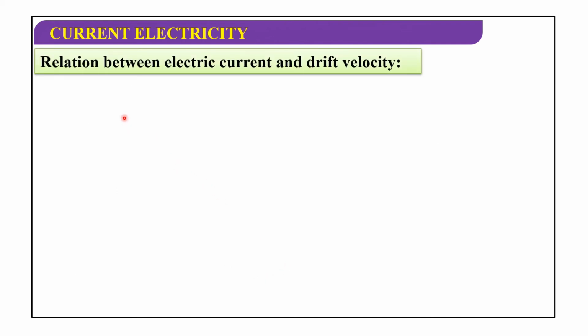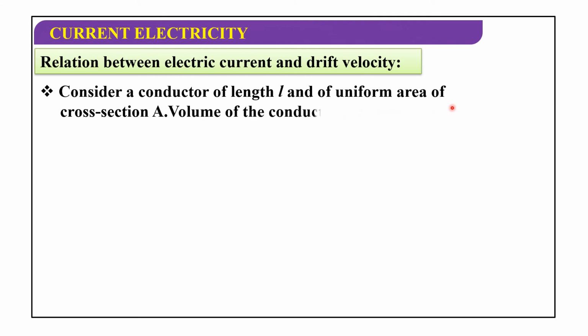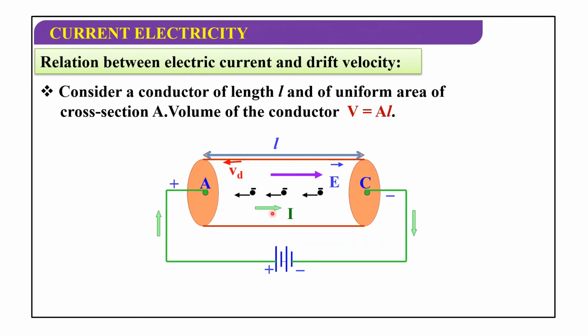Now, we will discuss the relation between electric current and drift velocity. Consider a conductor of length L and of uniform area of cross section A. Volume of the conductor V is equal to A into L. So, here we are taking the conductor of length L, its area is A and its volume is AL. This conductor is connected to the battery.